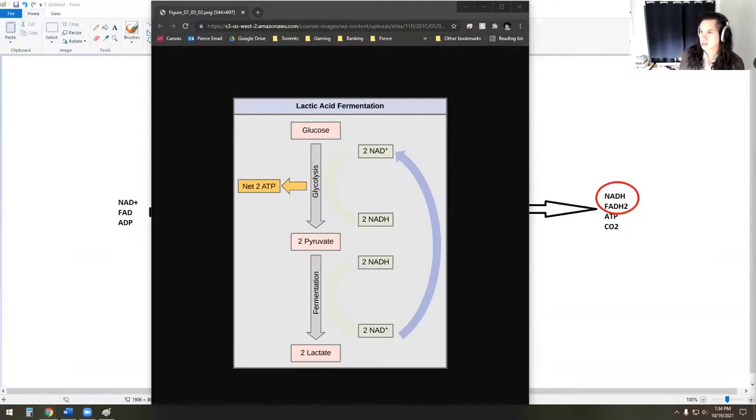What's the final electron acceptor in the electron transport chain of cell respiration? Yes, oxygen. Oxygen is the final electron acceptor in the electron transport chain for cell respiration. What is the final electron acceptor for the electron transport chain in photosynthesis?